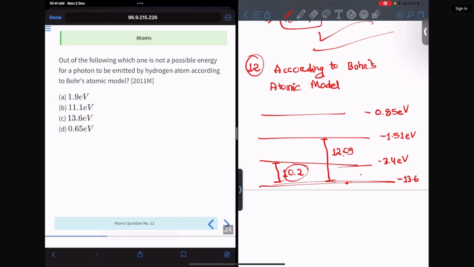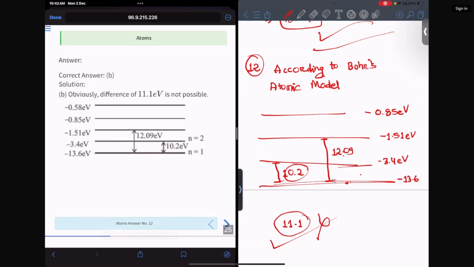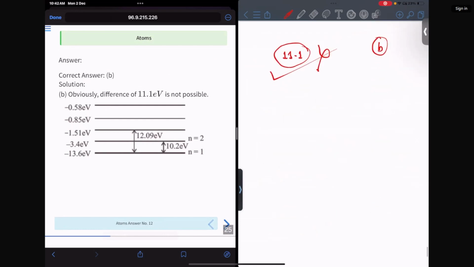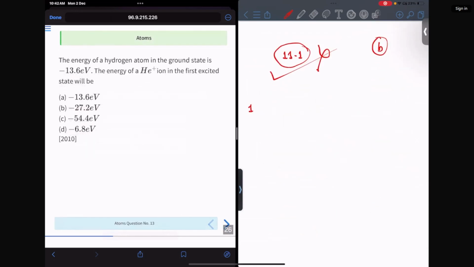Which value is not possible? 11.1. It will never emit 11.1 electron volt energy, because 11.1 is not at all possible. How can it be possible? 11.1 will be somewhere here, but that is not lying in any orbit. So it will never emit an energy of 11.1. So the answer here will be option B, 11.1. With this, I'll move to question number 13.